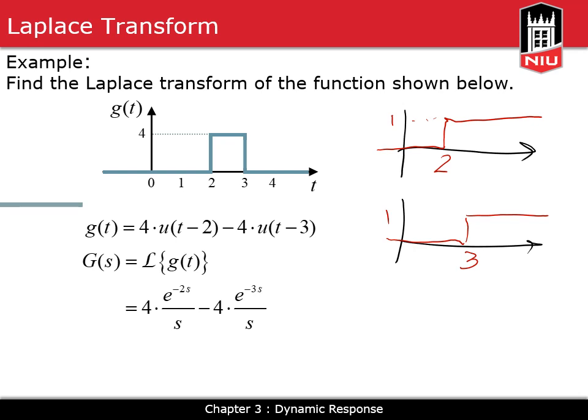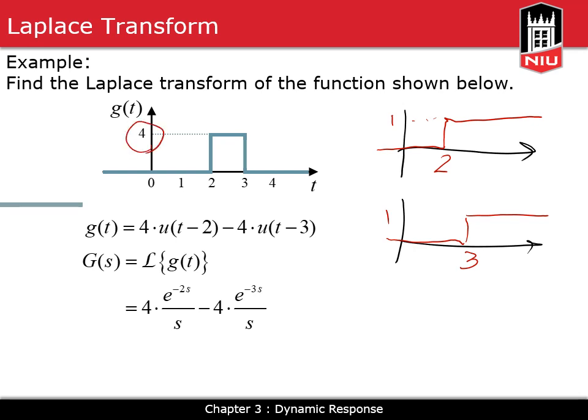Before time 2, both are 0. Between 2 and 3, the first one is 1, the second one is 0, so the difference is 1. After time 3, both are 1, so the difference is 0. So actually the subtraction of the first one minus the second one would be 1/4 of g of t.